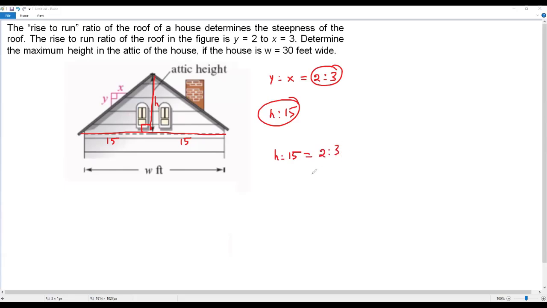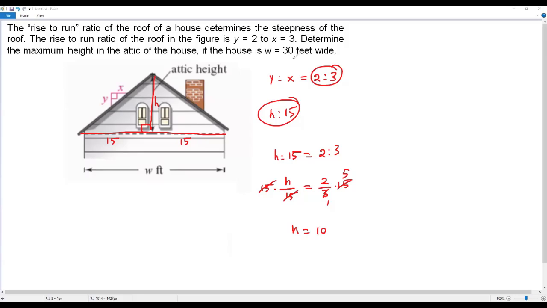Okay, now to solve for h, which represents the attic height, we can convert each ratio into a fraction. Then I'm getting h over 15 equals 2 over 3. To solve for h, I multiply both sides by 15. Let me do it. So this 15 and 15 will cancel. 3 goes into 3 one time. 3 goes into 15 5 times. Then h equals 2 times 5, which is 10.